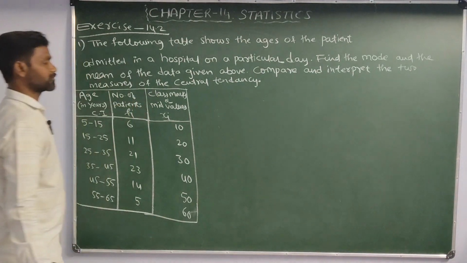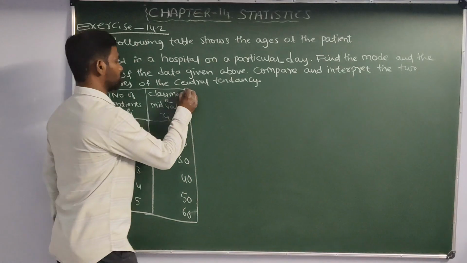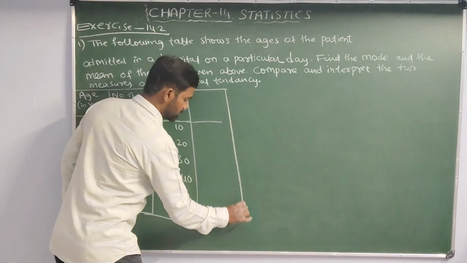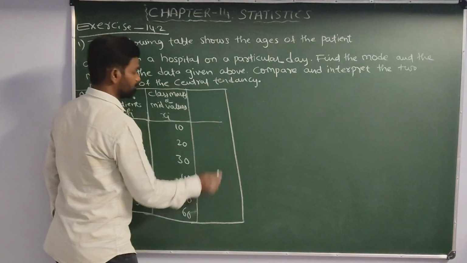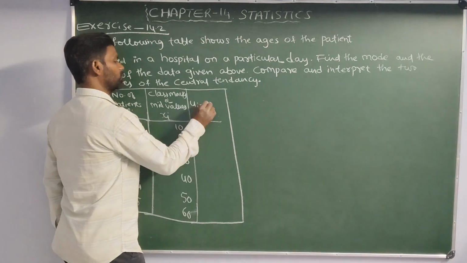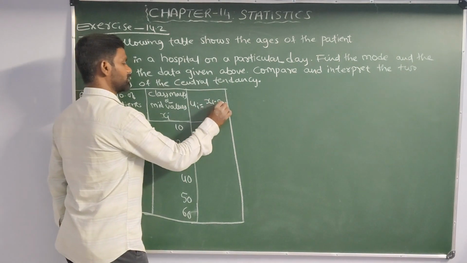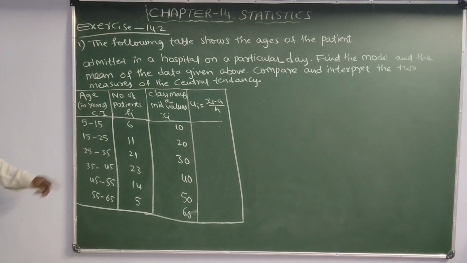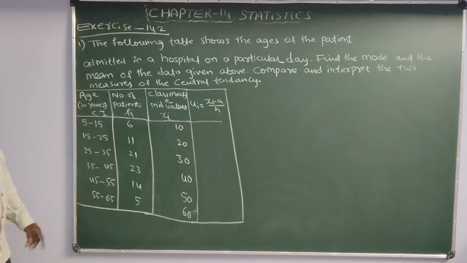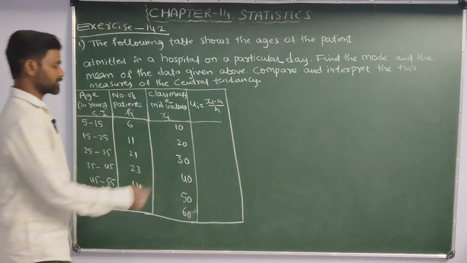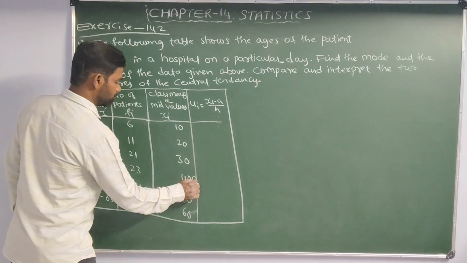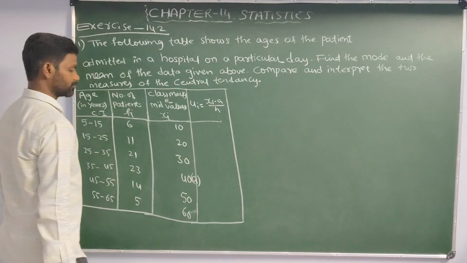Right, we got the class marks. Next, we are solving this question by using the step deviation method. Therefore, we have to write the formula ui is equal to (xi minus a) by h. So what is the h value? 15 minus 5, it is 10. Or 25 minus 15, it is 10. Or 35 minus 25, it is 10. The h value is 10. So let us assume 40 as a.